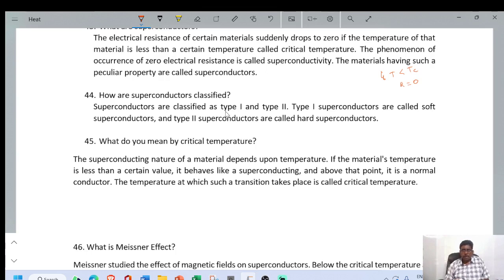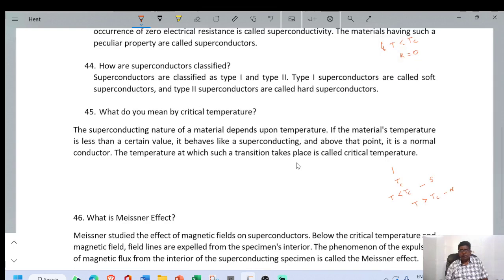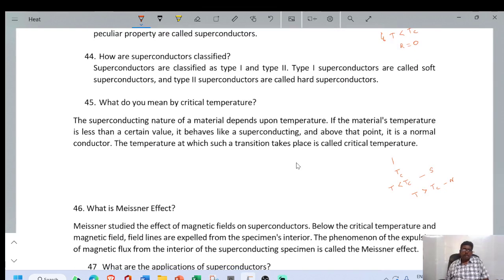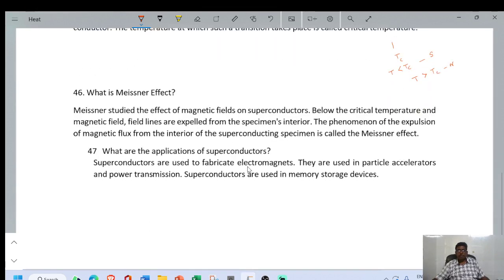The temperature at which superconducting transition takes place is called the critical temperature. Say this is a critical temperature. If T is less than Tc, the material is a superconductor. If the temperature of the specimen is greater than Tc, it is a normal conductor. The superconducting nature of a material depends upon temperature. If the material's temperature is less than a critical value, it behaves like a superconductor, and above that point it is a normal conductor. The temperature at which such a transition takes place is called critical temperature.